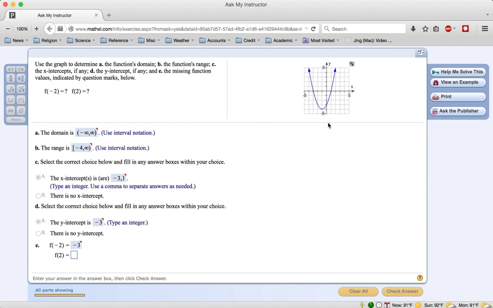Now the range, you look at the y values. Where's the lowest point in the graph? Here is negative 4. And it looks like it's going to include that point here at negative 4, right? And the y keeps on going up forever, and that's why the range goes to infinity. And it doesn't stop at the top of the graph. You see the arrows keep on going.